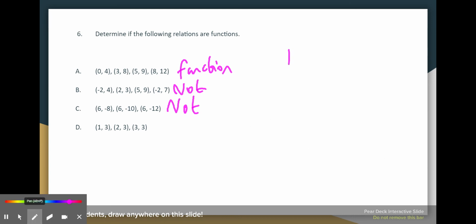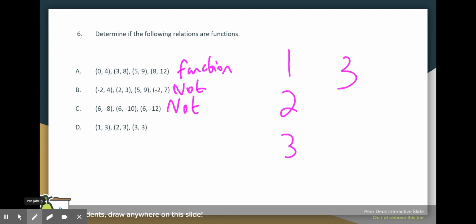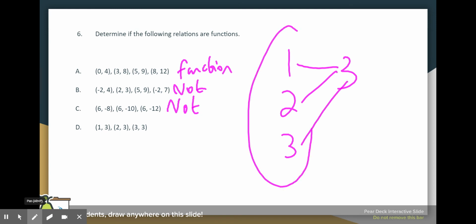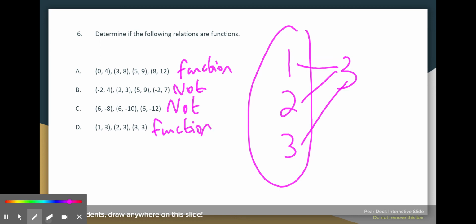And the last one, 1, 2, and 3. And then I only have 3 as the y. So 1 goes to 3, 2 goes to 3, and 3 goes to 3. Don't let this confuse you, because I'm only looking at the x column. There's only one line coming out of each of these, so this is a function.